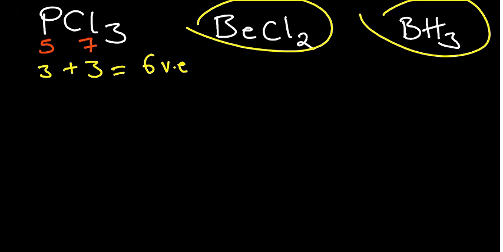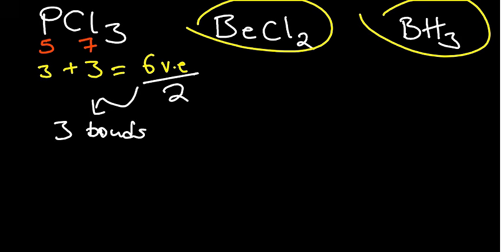So we can substitute those ones by the number of bonds. We can divide by 2, knowing that each bond is made up of how many electrons? 2 electrons. So we basically get to have a total of 3 bonds. So we have PCl3. So which one is going to be the central atom?